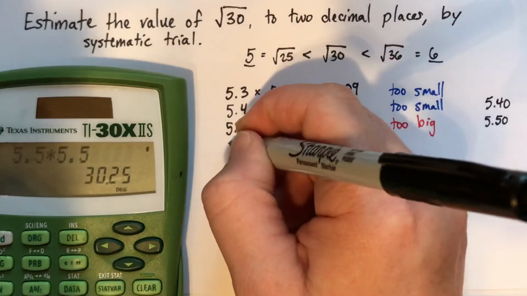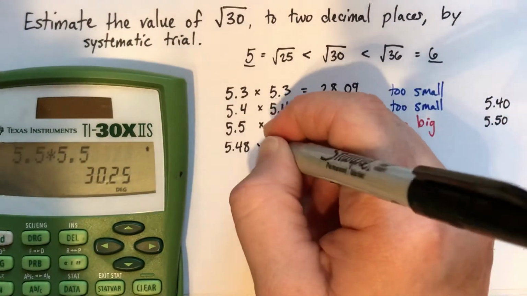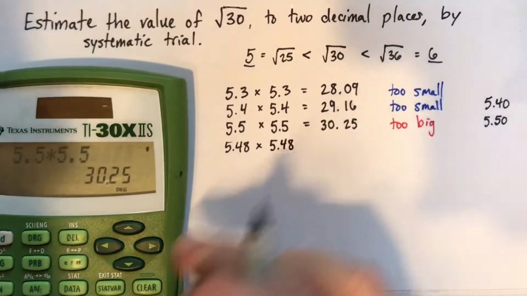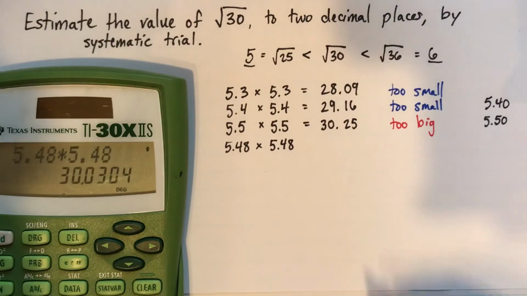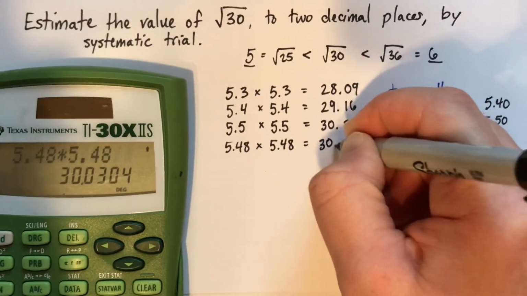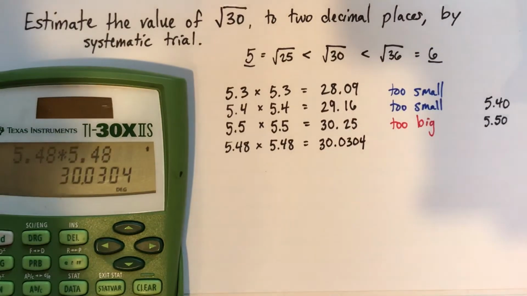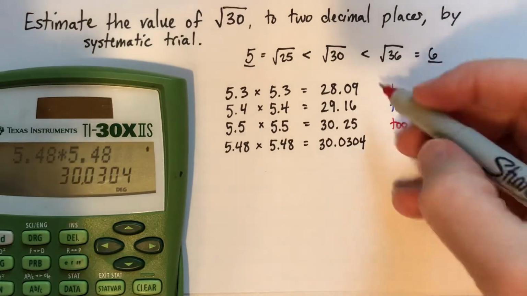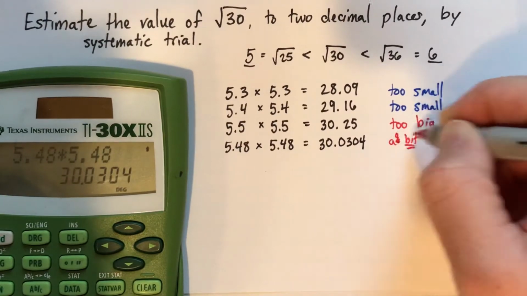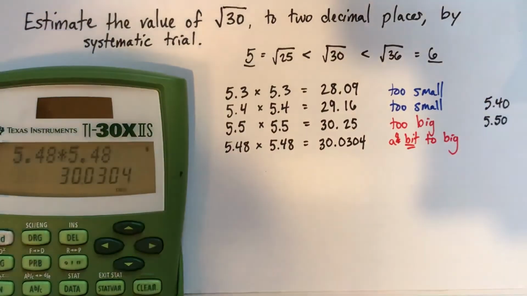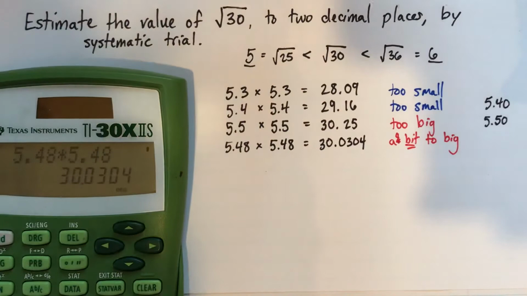Maybe I'll start with 5 and 48/100. Different people obviously are going to use different numbers, but you want to be a little bit organized in the way that you choose. So that's 30 and 304 10,000ths. That's really close. So I'm going to write, this is a bit too big. Just a little bit too big. So let's go just a little bit smaller.